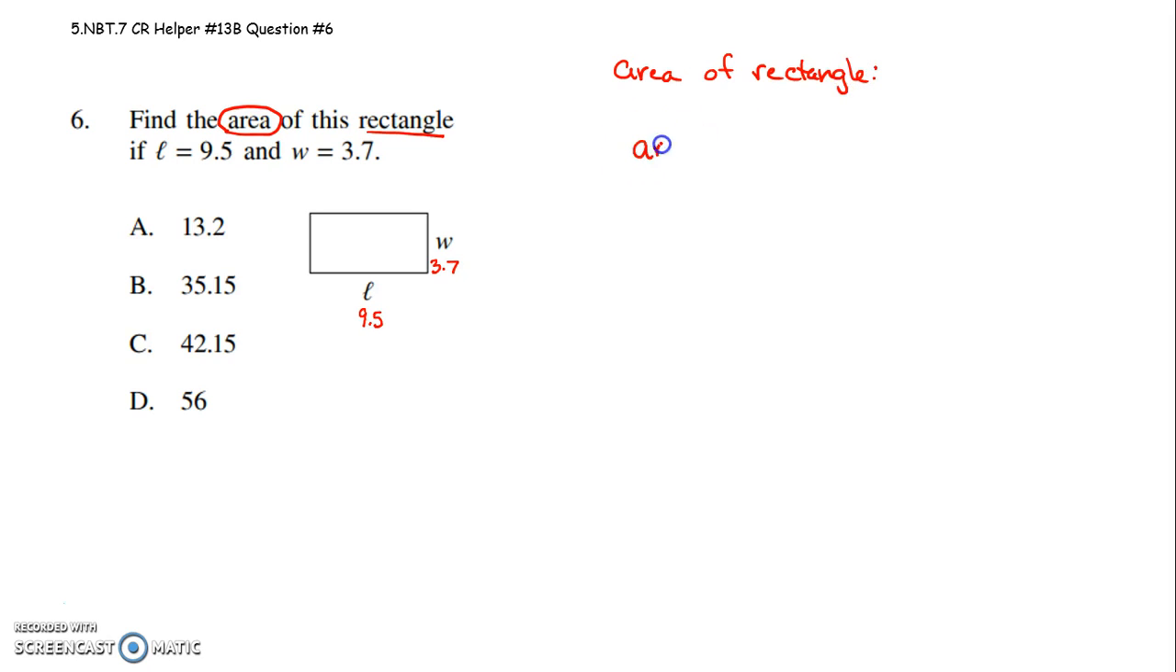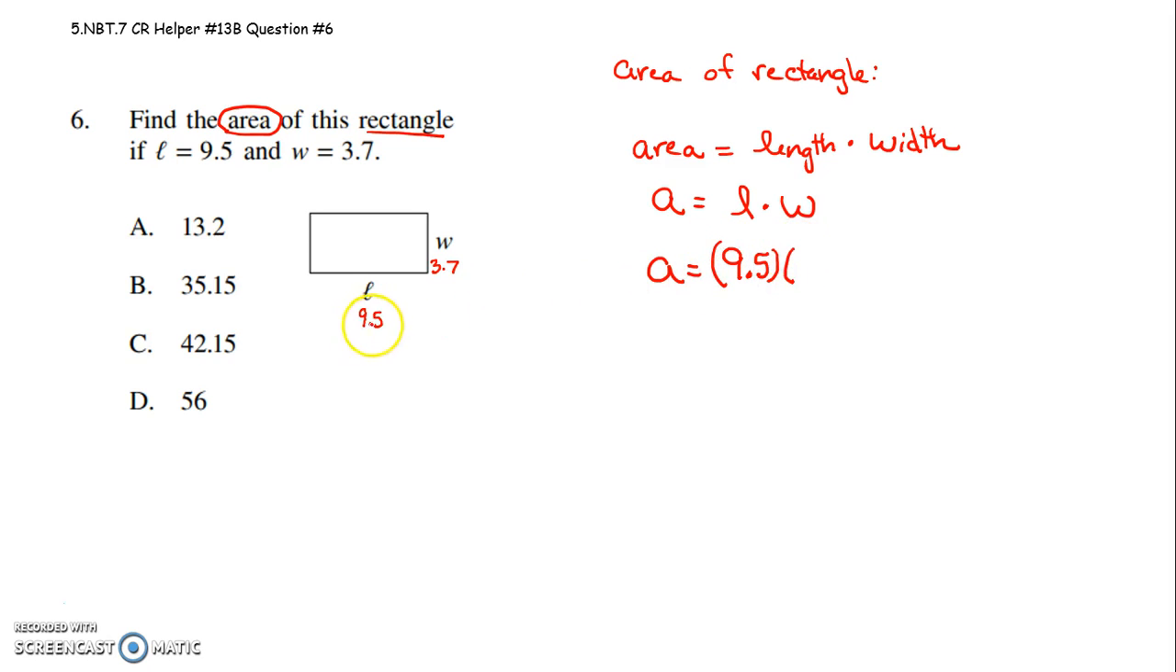The formula for the area of a rectangle is area equals length times width. A equals L times W. So then I would just substitute in my length and my width. Area equals length of 9.5 times, and I'm going to use parentheses only because these are values with decimals, so the dot might get confusing. 9.5 times 3.7.